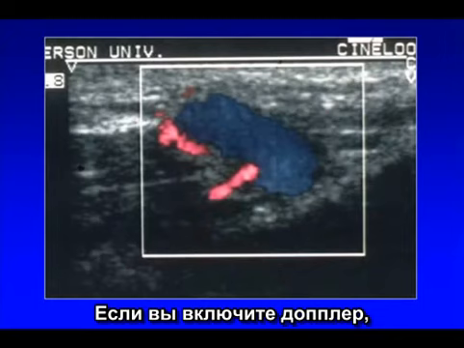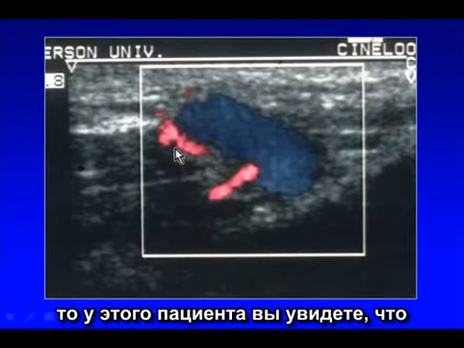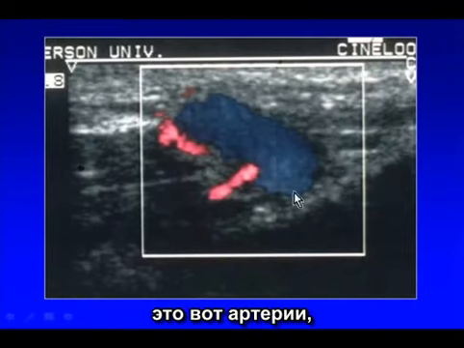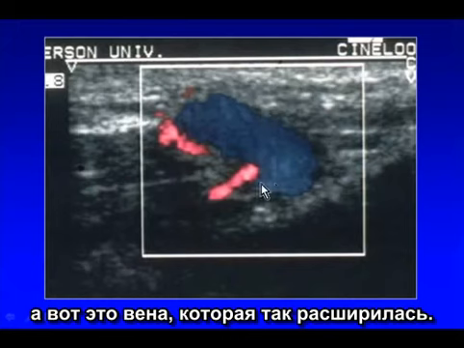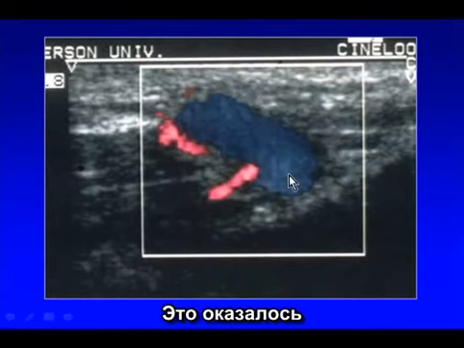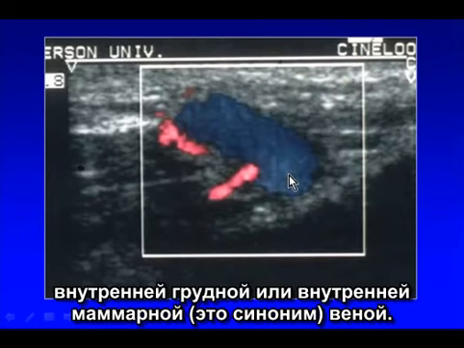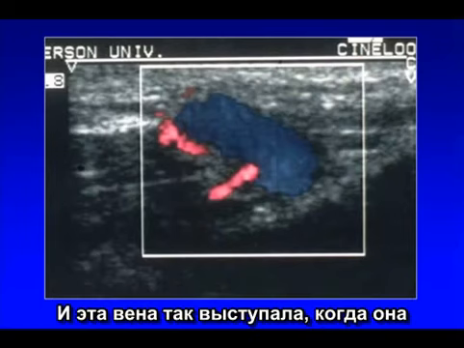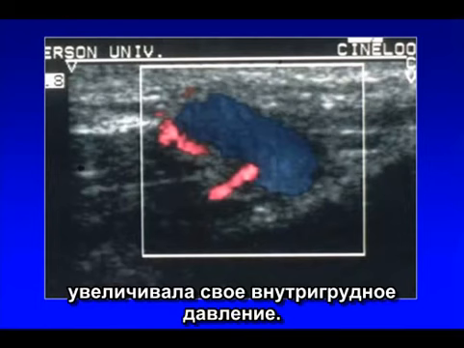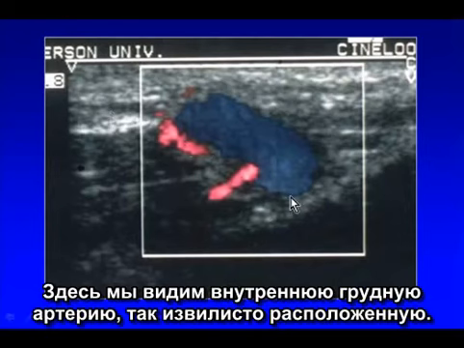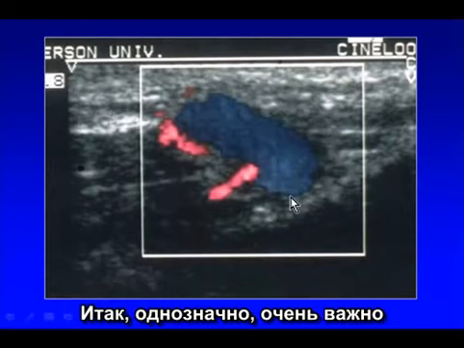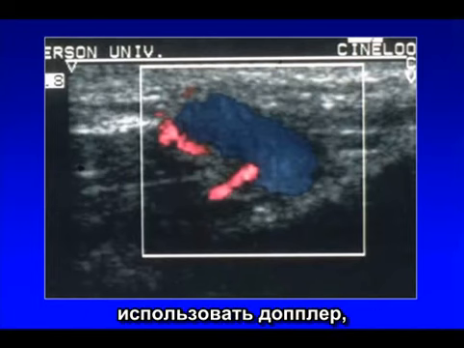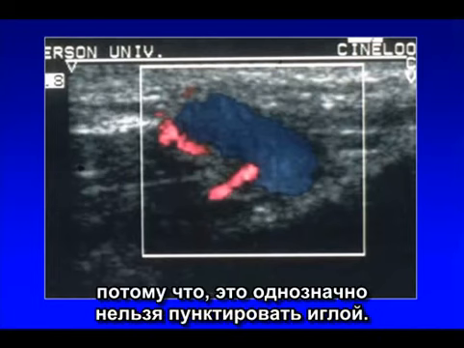If you put on the Doppler in this patient, you notice that there are arteries, and this is a vein which has popped out. It actually turned out to be the internal thoracic or internal mammary vein, the synonyms. This vein popped out when she increased her intrathoracic pressure, and here's the internal mammary artery, tortuous, beneath it. So certainly a very important tool to have is Doppler, because you certainly don't want to be draining this with a needle.